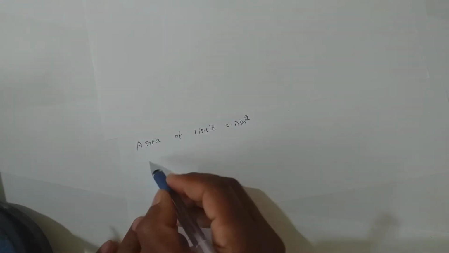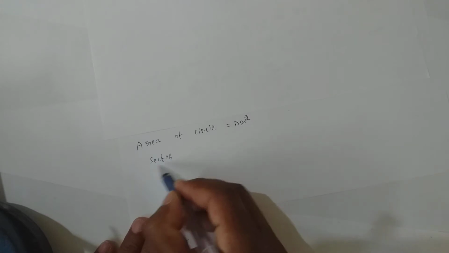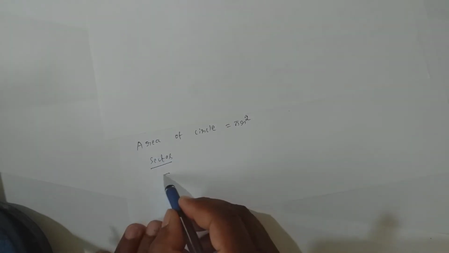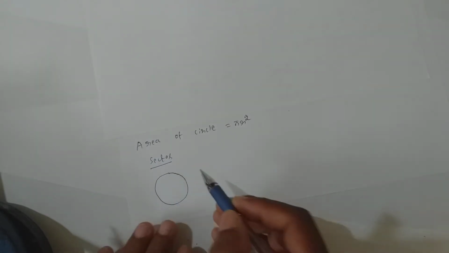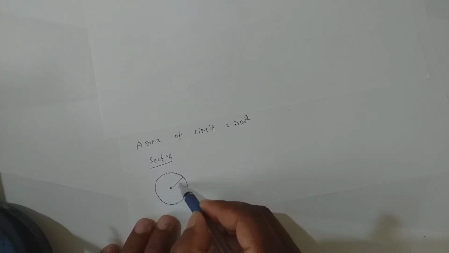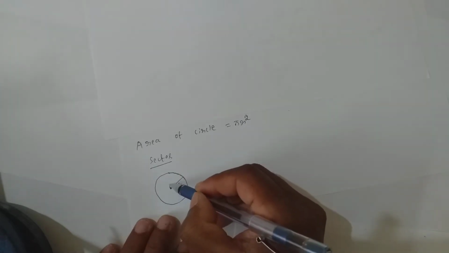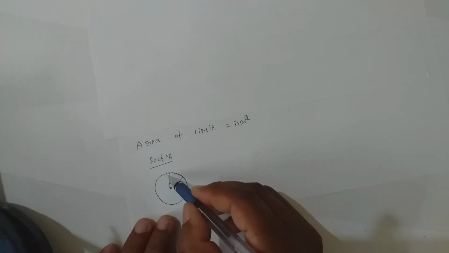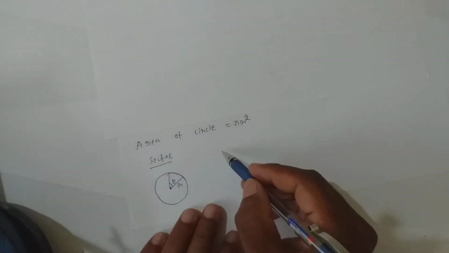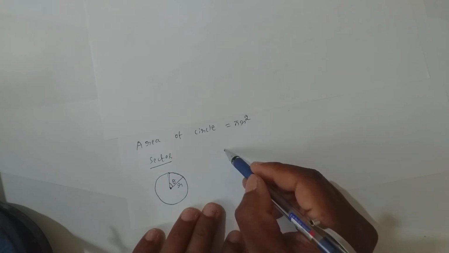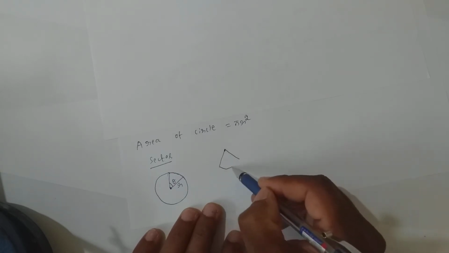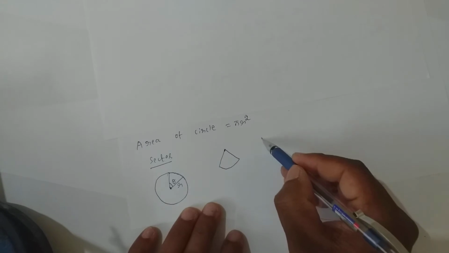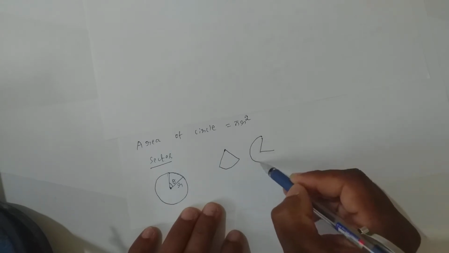Then, do you know what sector means? Circle is a round shape with a center and some radius r. Draw one more radius with an angle theta. Take this part out of the circle. So how does the shape look? The shape looks like this and the other shape looks like this.